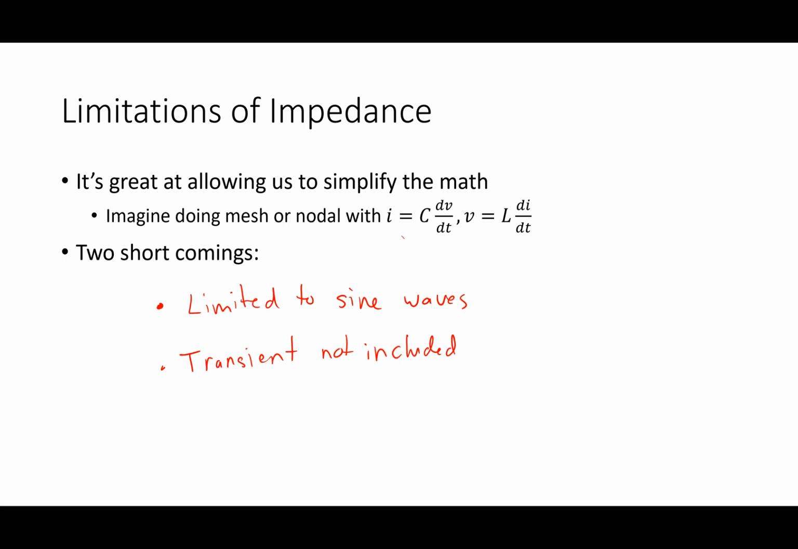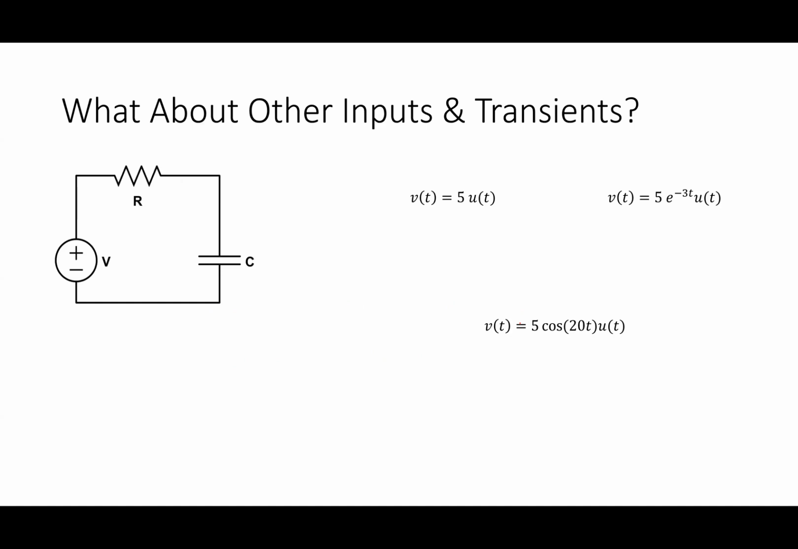So we'd like to come up with a more general solution that allows us to include more inputs and allows us to look at the transient. And the Laplace transform is a way of doing that, right? So in other words, if I looked at signals like this guy, 5u of t, or this guy, 5e to the negative 3t u of t. Now I've included something called u of t. I'm going to ask you guys, you should have seen that by now, but what is this function here, u of t?